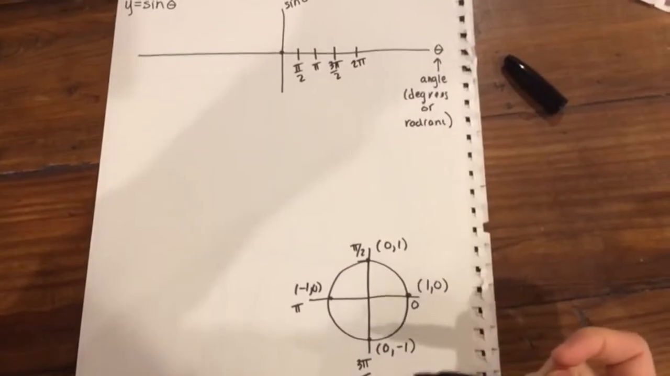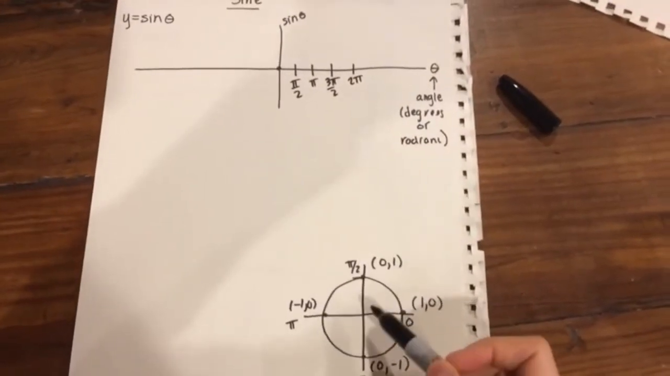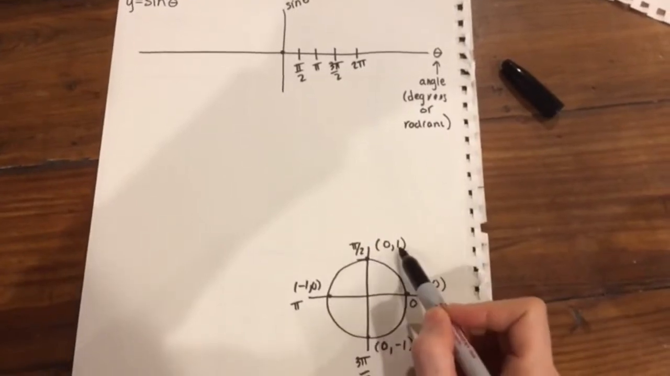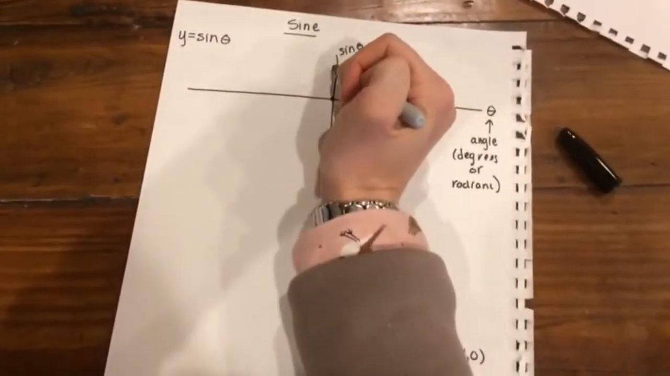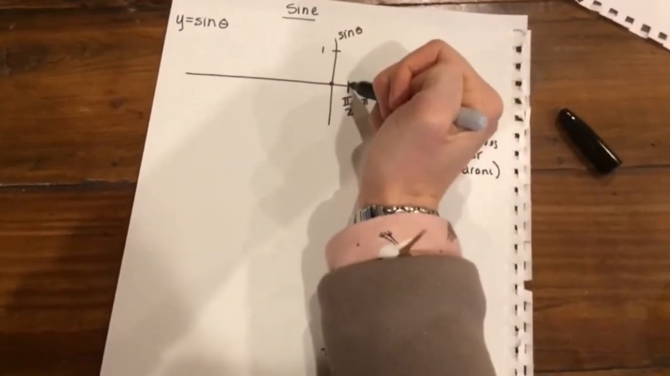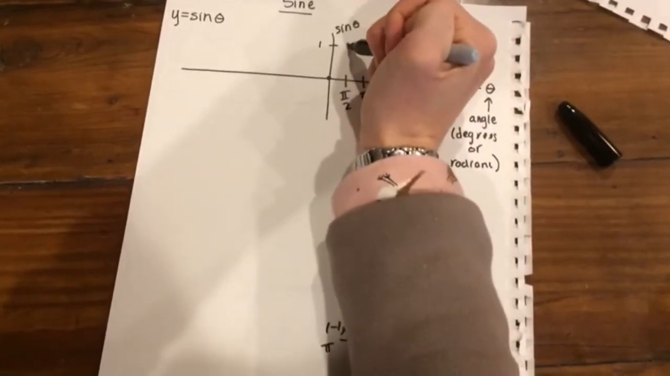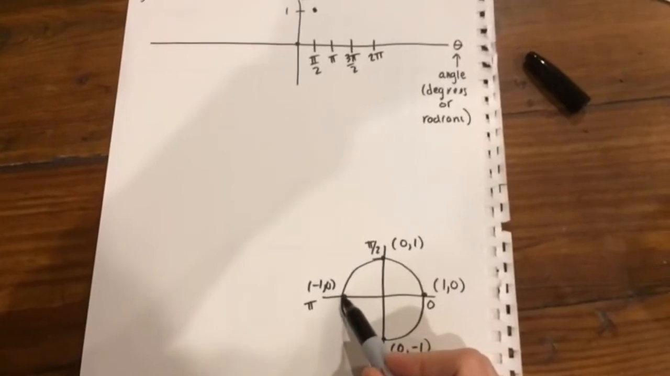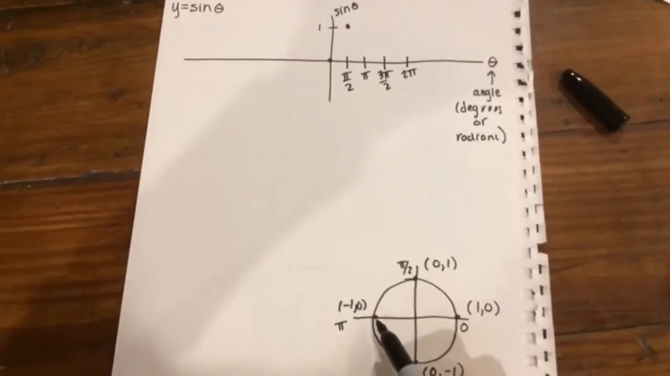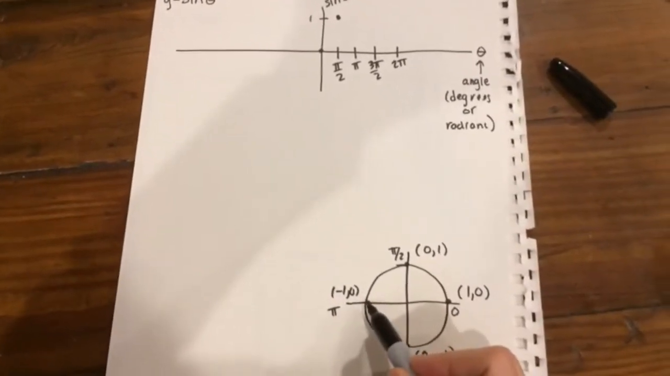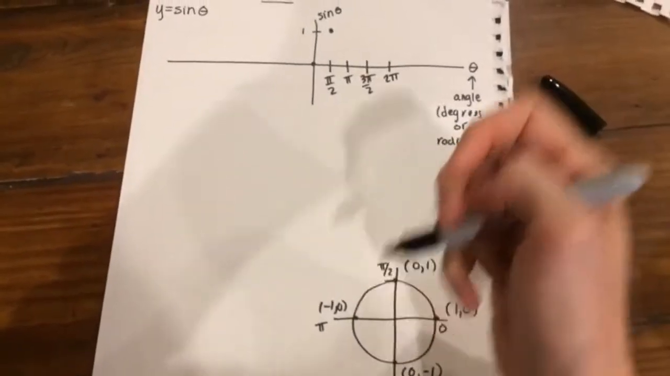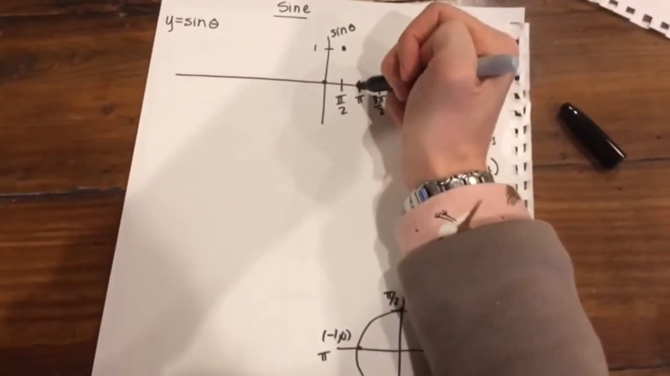So now at pi over 2 radians, what is the value of sine? Well, the value of sine at pi over 2 is 1. So I'm going to come up here. When my angle is pi over 2, sine equals 1. And then I come here to pi and I say, same question. What is the value of sine when theta equals pi? And the value is 0.